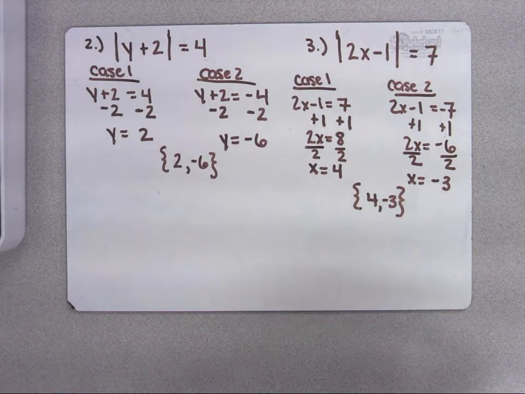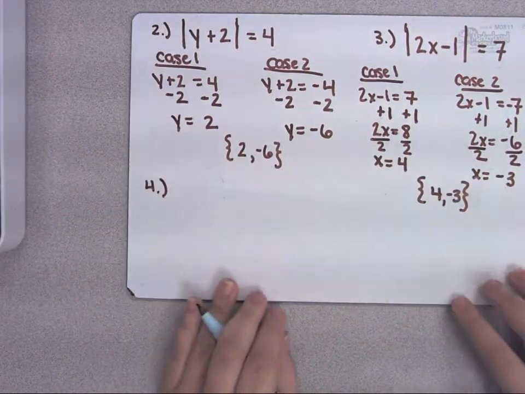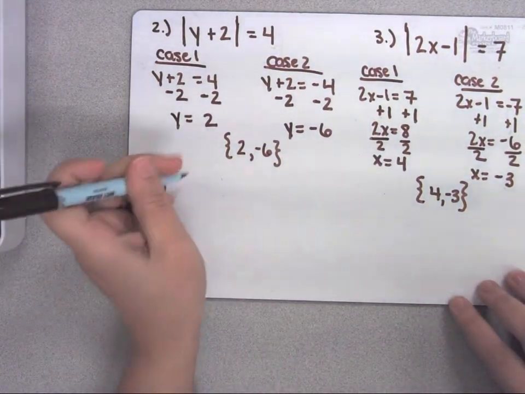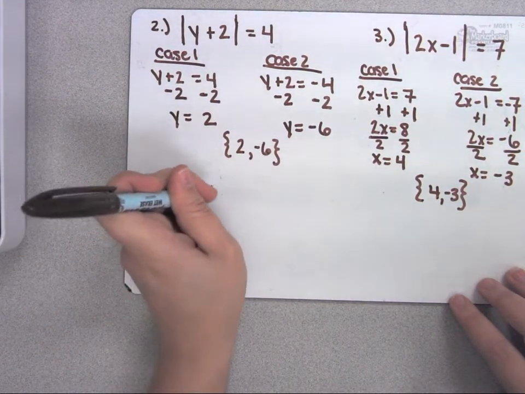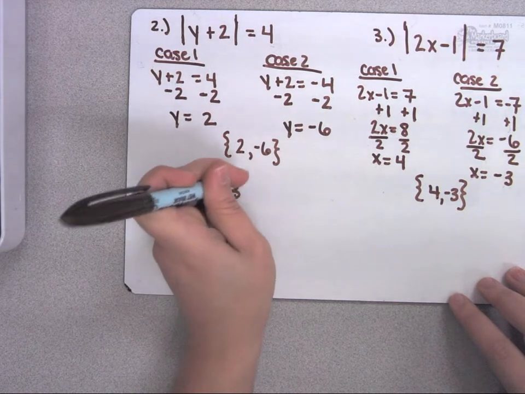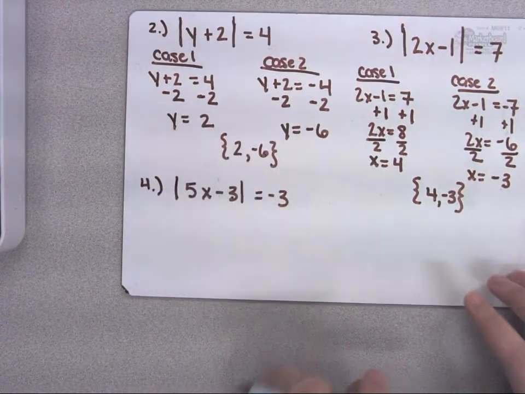I wanted to make sure we get both kinds in before I stop recording. Last one on the recording before we move on to the board. You ready? Number 4. You ready? Absolute value of 5x minus 3 absolute value equals negative 3.